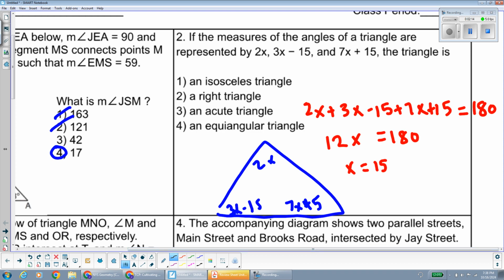Now I can take my x value and substitute in to find the angle measurements. We have 30 degrees. 30, 45 minus 15 is 30. And here we have 7 times 15 plus 15, that is 120. So we see here that this is an isosceles triangle. It has two equal angles, which tells us that it also has two equal sides.